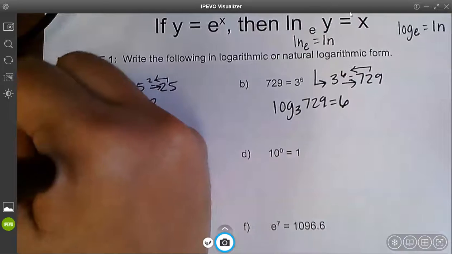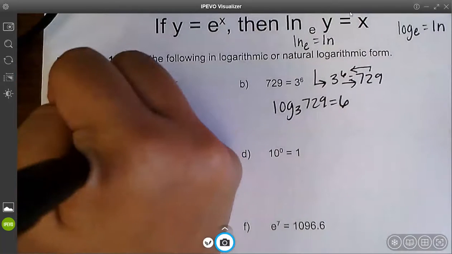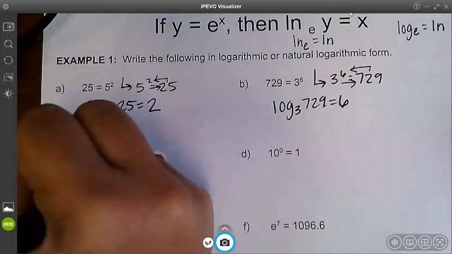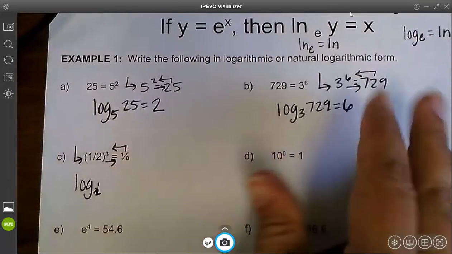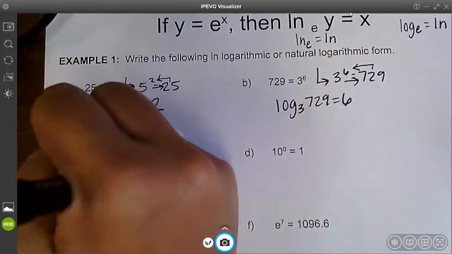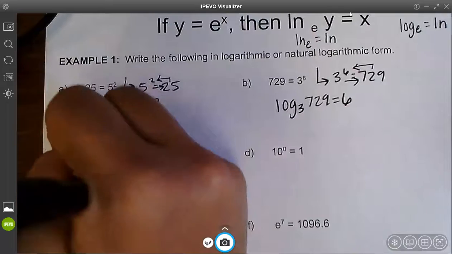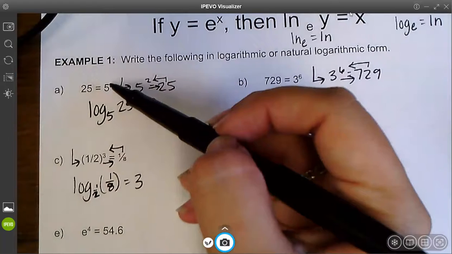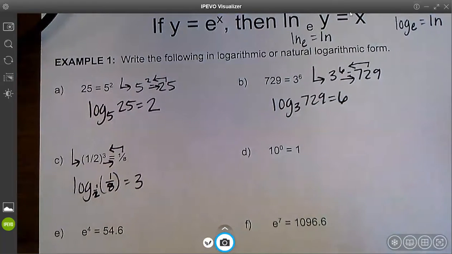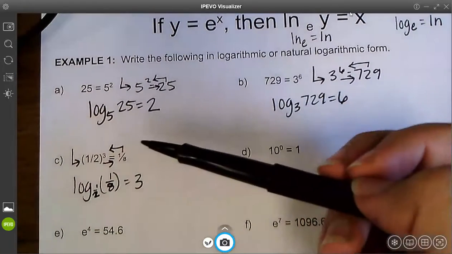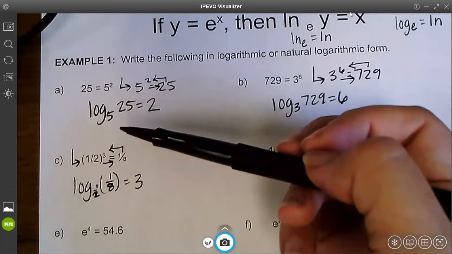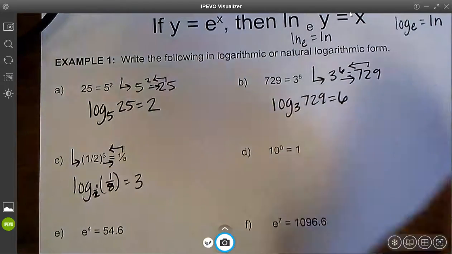C, it's already written the correct way. Log base 1/2 of 1/8 equals 3. So just real quick, when we have exponents and we have logs, your exponents are superscripts. That means they're smaller and up top. Your log bases, those bases are called subscripts, which means they're smaller and down below. So be careful how you write it.